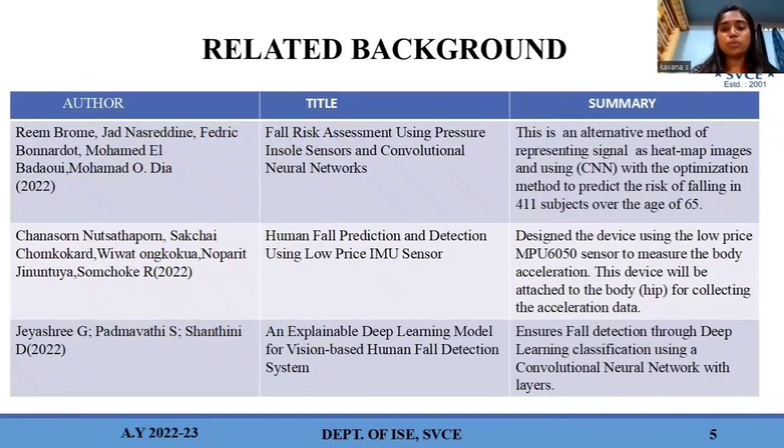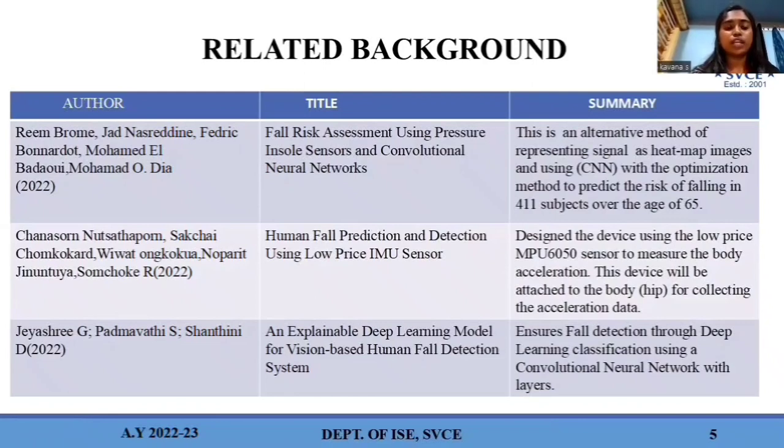The next author group is Chanason Nutaswapon, Sakchai Chaumakor, Vivet Ungakau, Noprait Chintayas, and Somachok R. They proposed human fall prediction and detection using a low price IMU sensor. They designed the device using the low price MPU 6050 sensor to measure the body acceleration. This device is attached to the body, at the hip, for collecting the acceleration data.